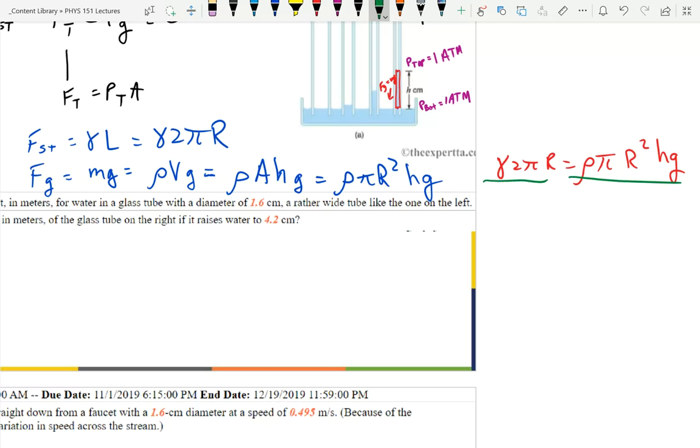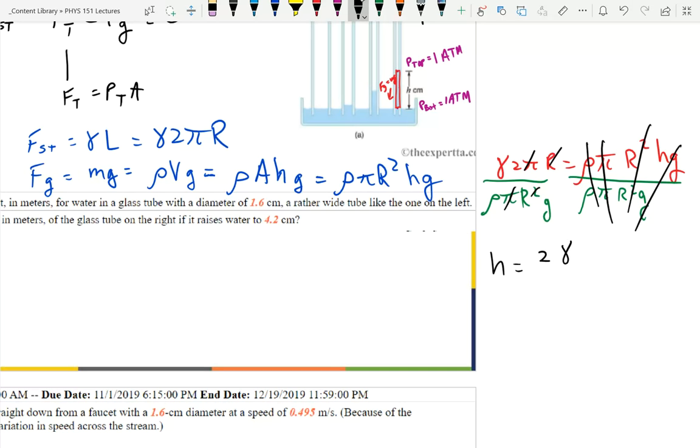Divide by everything the height is multiplied by. Rho pi r squared g. And you immediately see my pi's cancel. One r cancels. And I'm left with h is equal to 2 gamma over rho r g. And of course, this is a specific solution if you have a cylindrical tube. If you had a rectangular tube, it would be different, right? Because you would have a different length of contact.